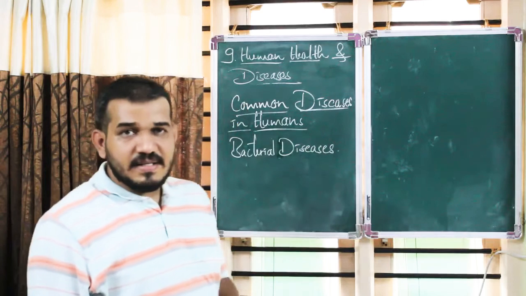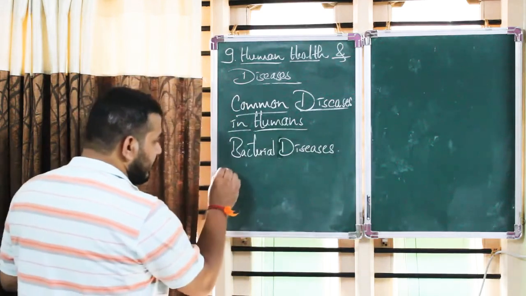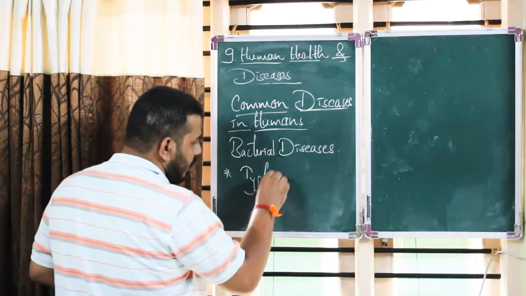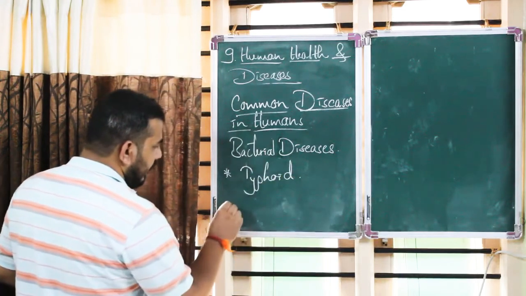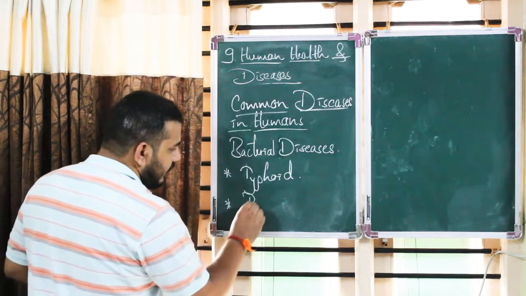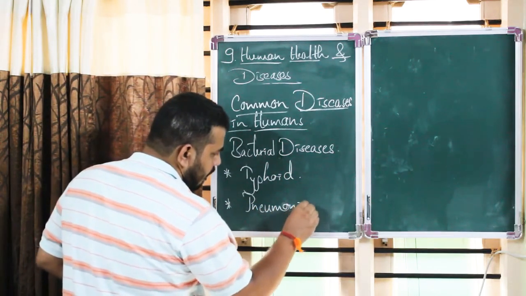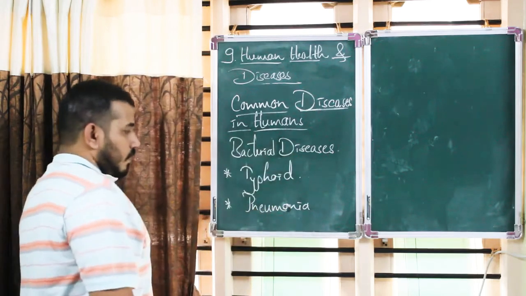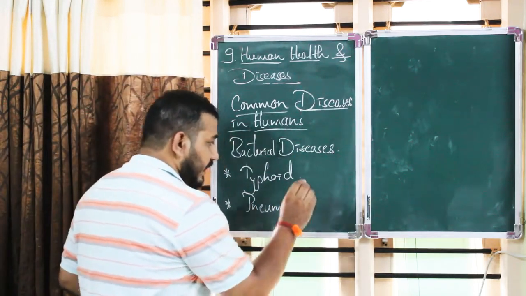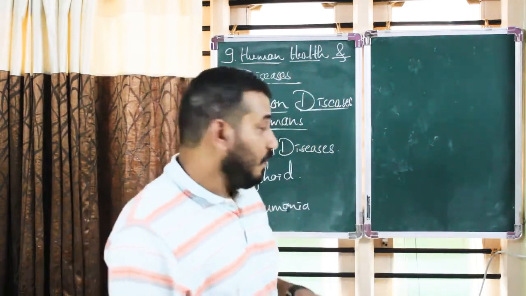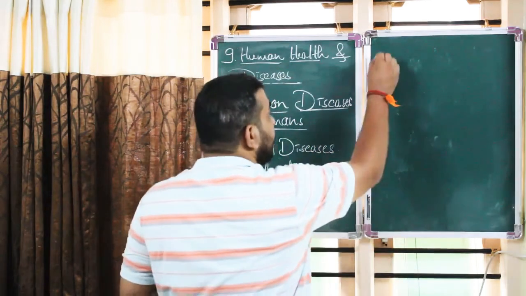Under bacterial diseases, we are going to study two diseases here. First one is typhoid and the second one is pneumonia. First one we are going to study, that is typhoid, and the second one we are going to study, that is pneumonia. So let's begin with the first one.